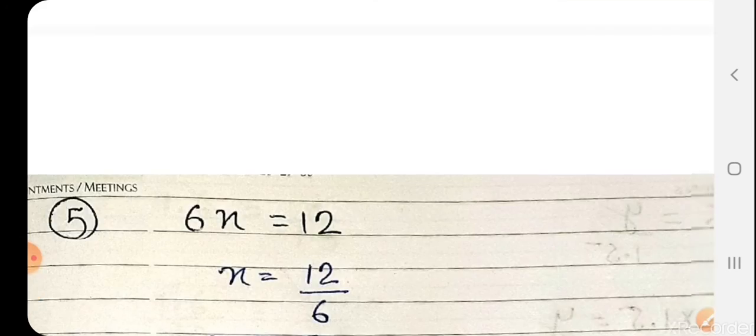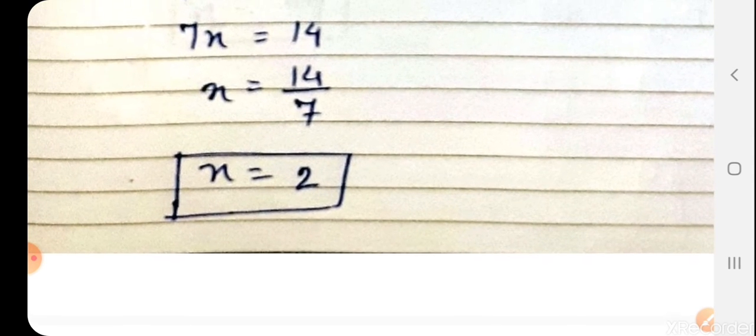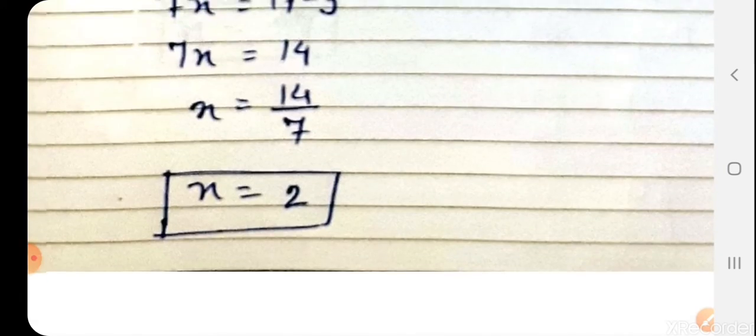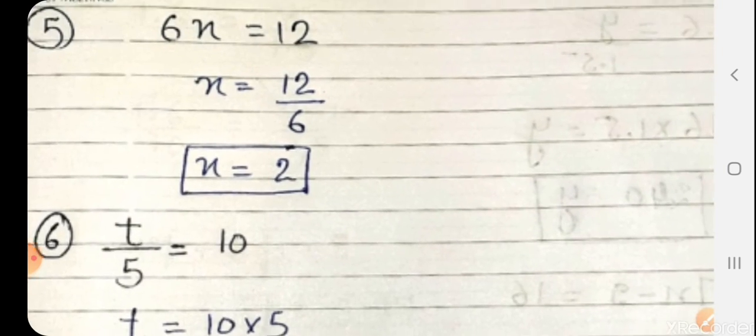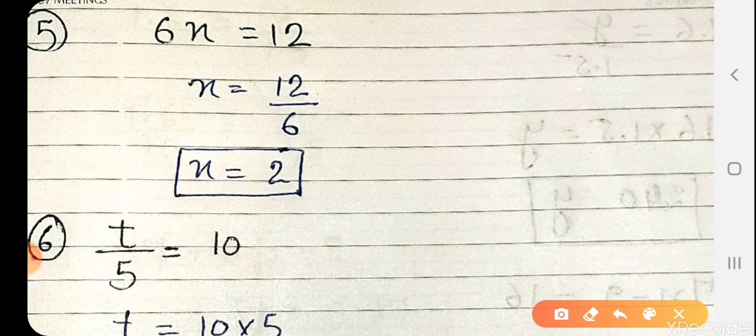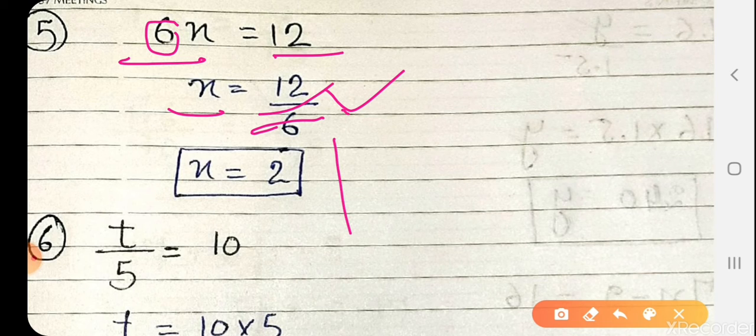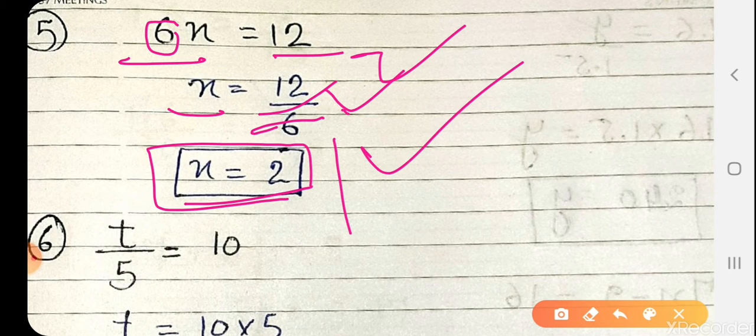Very easy question, this part we have already solved. Now this part is question number 6. See, 6x is equal to 12. 6 is multiplying here, so after transportation it will divide. So 12 upon 6. 6 ones are 6, 6 twos are 12. So x equals 2 is our answer.